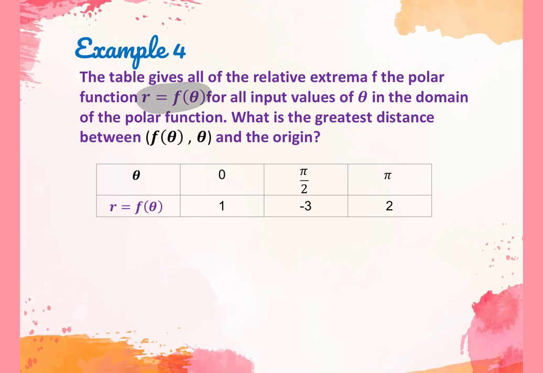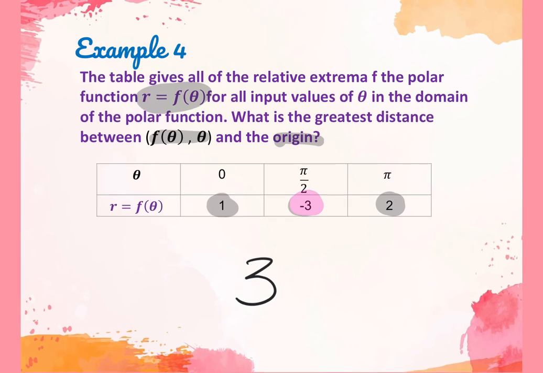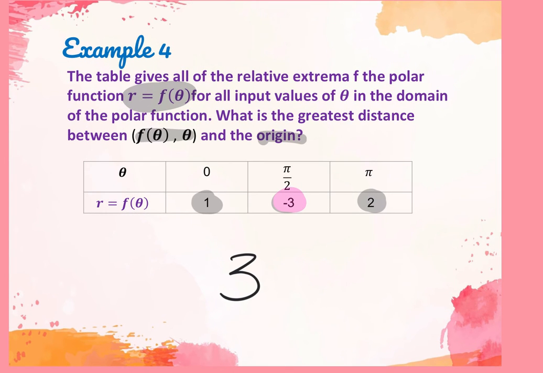What's the greatest distance between F of theta and the origin? So this is your actual graph, your polar graph. And then obviously the origin is where it crosses. So if I go from a radius of 1 to a radius of -3 to a radius of 2, which one has the biggest distance away from the center? -3. What is the distance, though? Just +3. That one's easy, right? We like those.